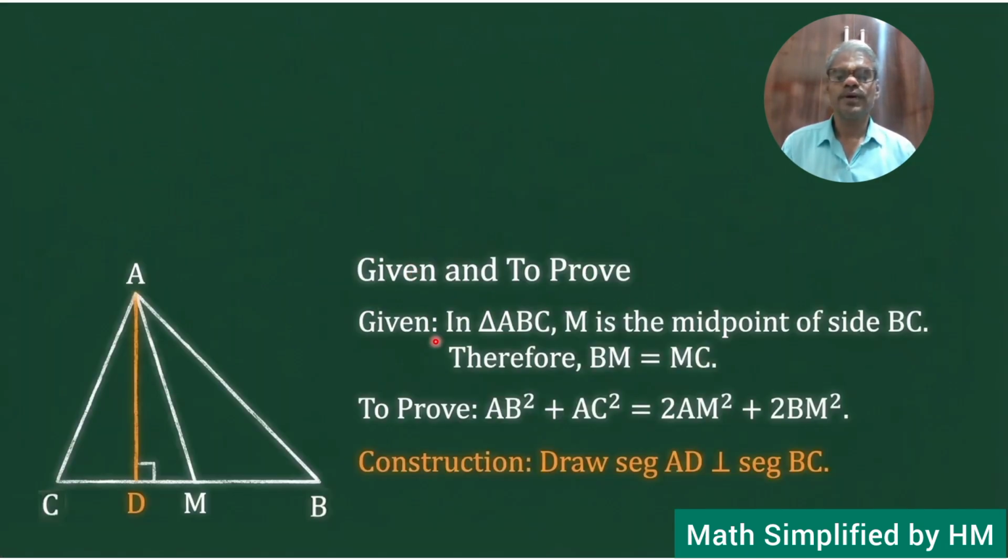Given and to prove. Given: in triangle ABC, M is the midpoint of side BC. Therefore, BM is equal to MC. To prove: AB² + AC² = 2AM² + 2BM².